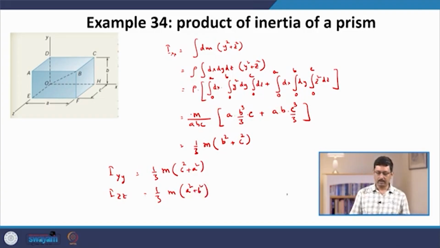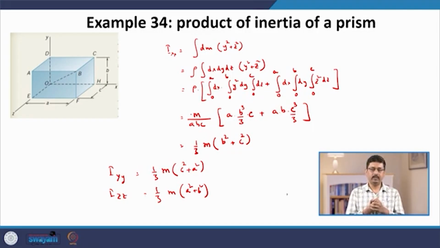So, to summarize, today what we learned is a new concept called products of inertia, and this is a measure of whether a given mass distribution is symmetric or asymmetric about the choice of our coordinate system. If the mass distribution is symmetric, then this quantity is 0. If the mass distribution is not symmetric, then the product of inertia is non-zero.